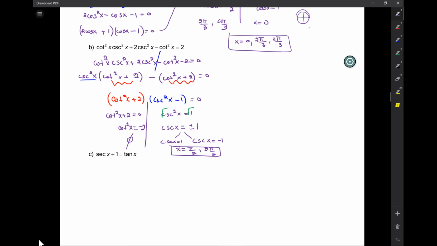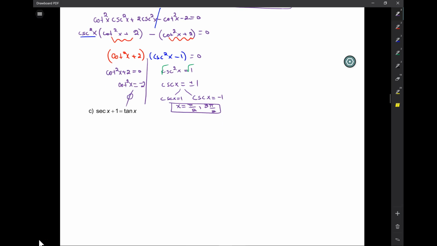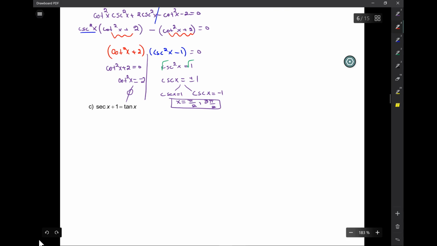First and foremost, in this one, you have different types of functions, but we want to make it all the same function. So we use identities to do that, but all the identities are with secant squared and tangent squared and so on. In math, you're allowed to do anything that is mathematically correct. So, you want squares? Square both sides.